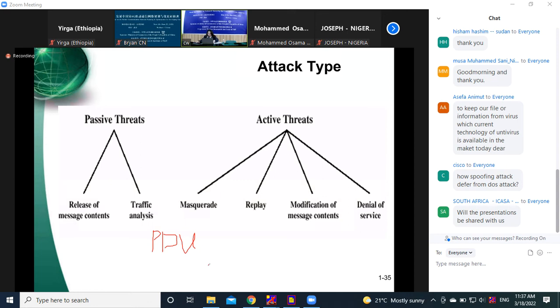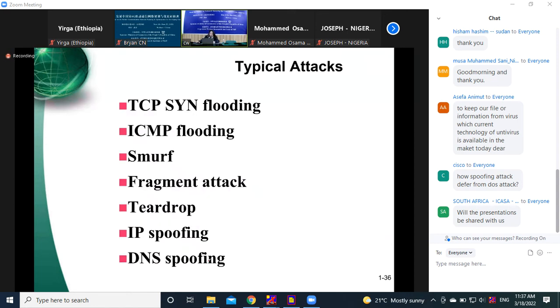Okay, in this way we have different typical attacks. For example, Peter is showing some typical attacks: TCP SYN flooding, ICMP flooding, spoofing, and the fragment attack, teardrop, and IP spoofing, and DNS spoofing. Do you know this? Let's see some typical attacks.